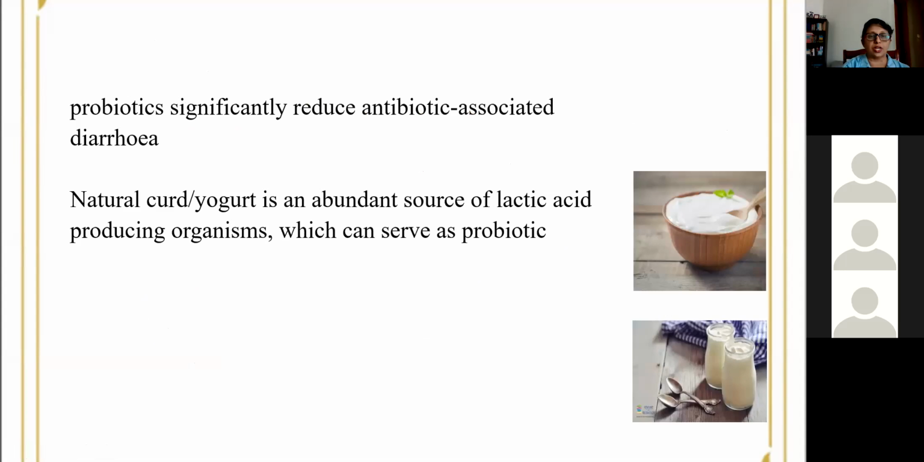this natural curd, and the yogurt, is an abundant source of lactic acid producing organisms which can serve as probiotics. So whenever we develop diarrhea or loose motion, if you can take a lot of curd or yogurt, this is very effective, very good when you are having diarrhea. So what is the difference between this curd and yogurt? Any idea?